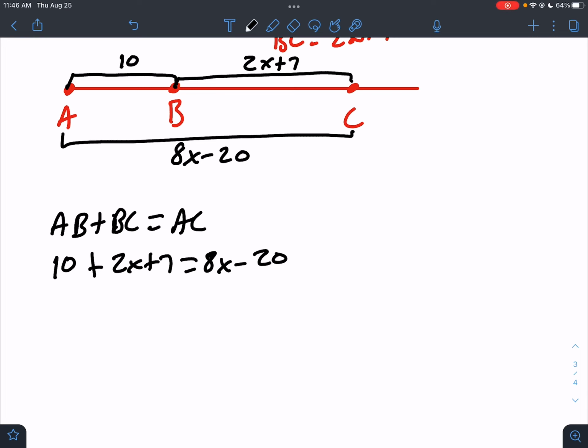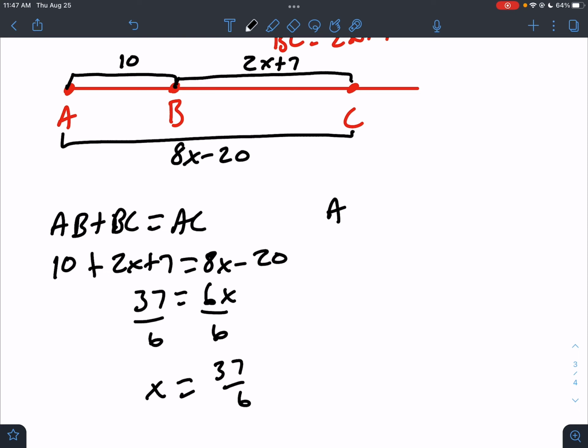So I would move over the 2x. This would become 6x. I would add 20, so 20, 37. Divide by 6, so x equals 37 over 6. So how long are the individual pieces? Well, AB, they told us, equals 10. How about BC? We would have to plug that in.